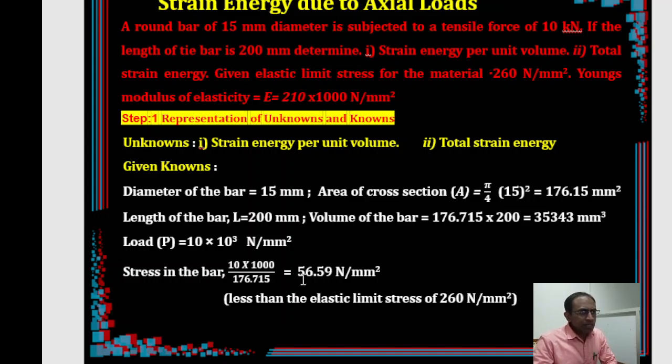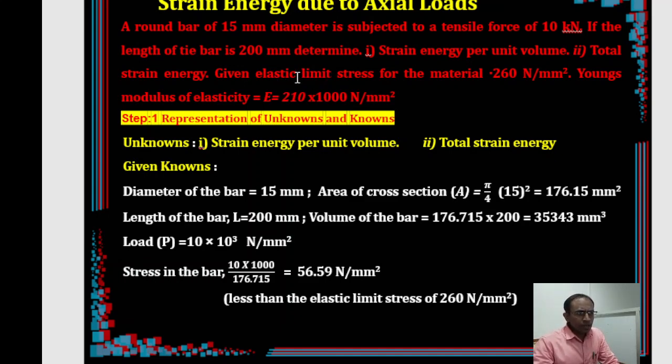So let's look at a numerical example here. There is a round bar of 15 mm diameter which is subjected to a tensile force of 10 kilonewton, and the length of the bar is 200 mm. He is asking us to find out the strain energy per unit volume, small u. We have just now discussed that strain energy per unit volume is nothing but the resilience, or strain energy density, and the total strain energy. So he is asking finally what is the total strain energy developed.